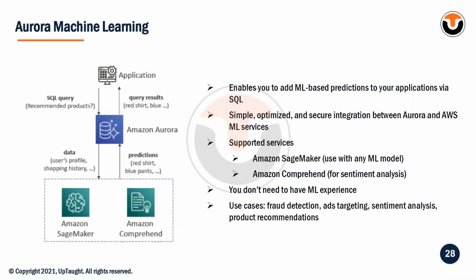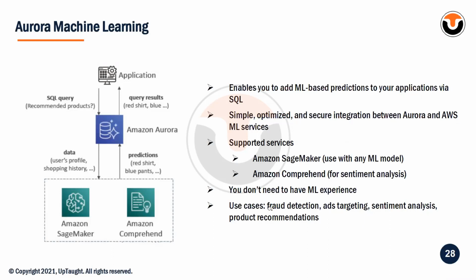In Aurora, you can integrate Aurora with your Comprehend and SageMaker services. They are machine learning services. So using Comprehend and SageMaker, you can have a backend in Aurora. You can add ML-based predictions to your application via SQL. Right now, for sentiment analysis and for any ML model, only these two services, SageMaker and Comprehend, can be used with your Aurora machine learning. Aurora can be a backend to your machine learning models.